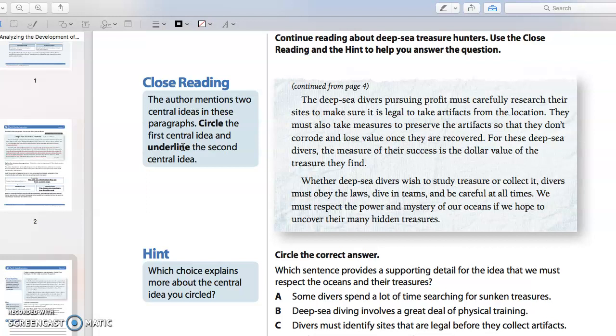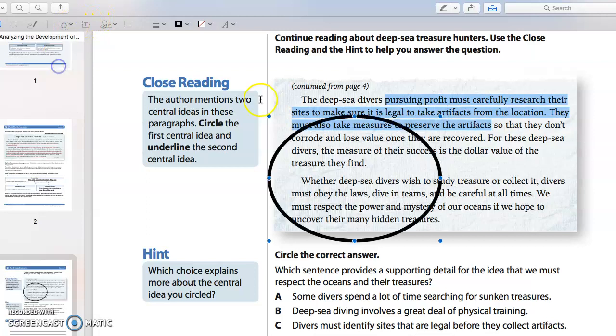The deep sea divers pursuing profit, these are the ones who want to sell, must carefully research their sites to make sure it's legal. Well, yeah, that's going to be a huge idea, so that must be our first one. All right, we're going to circle it already, right? They have to make sure that it's legal for them to take it from the location and preserve artifacts. Okay, I'm going to do the whole thing because it really is important.